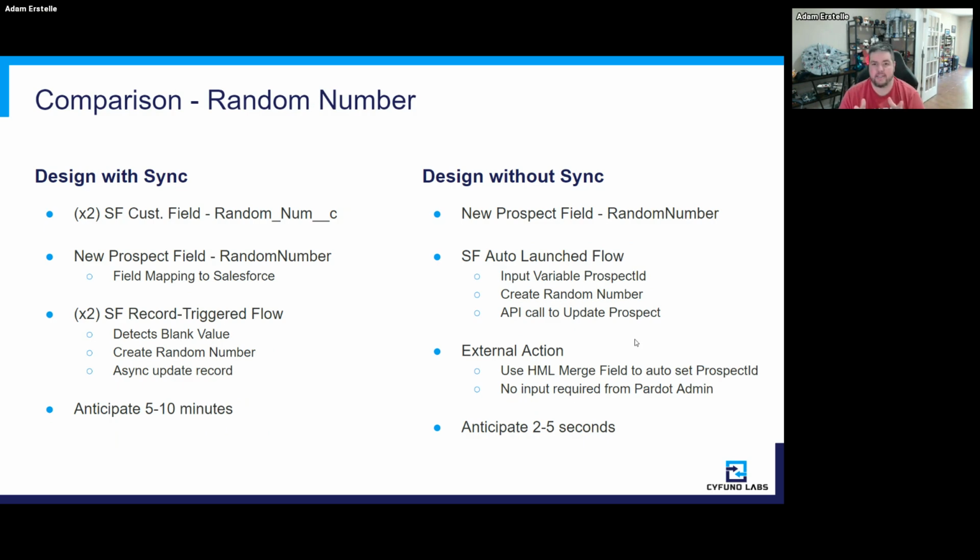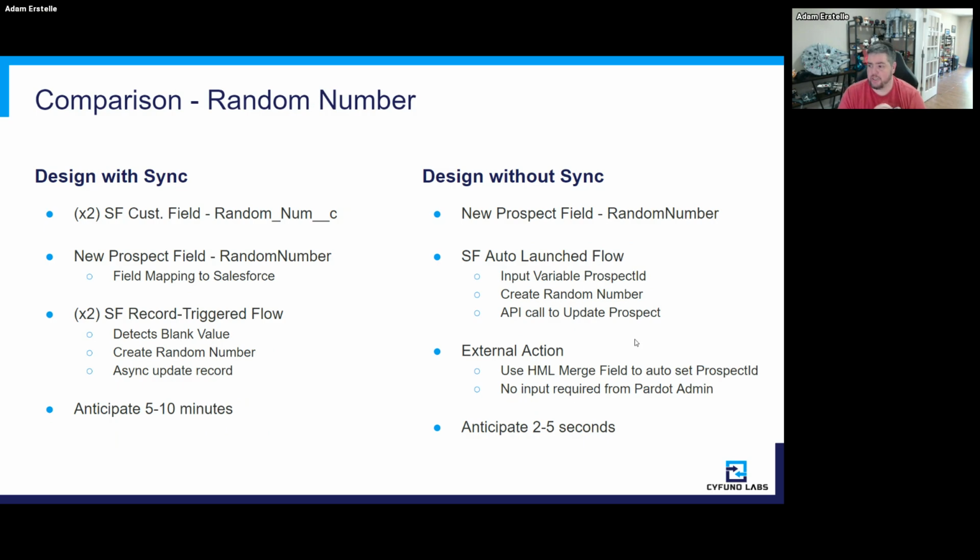Now, if we were to take that same use case of having a random number and go with the external action approach, right, we would still have to have that new prospect field on the prospect to hold the random number. We would have a single Salesforce auto-launched flow where we take the prospect ID as an input value. The flow would create the random number, and then the flow would call Pardot's API to directly update the prospect.